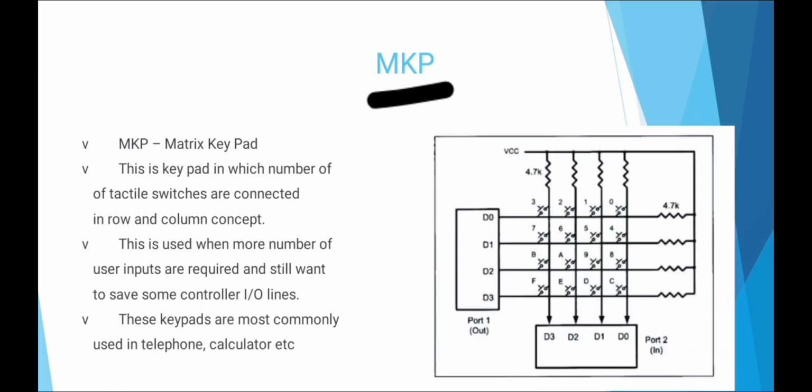Next one is the matrix keypad, which will be used as a switching circuit. This is a keypad in which a number of tactile switches are connected in a row and column concept. This is used when more user inputs are required and we still want to save some controller I/O lines. These keypads are most commonly used in telephones, calculators, lockers, etc.